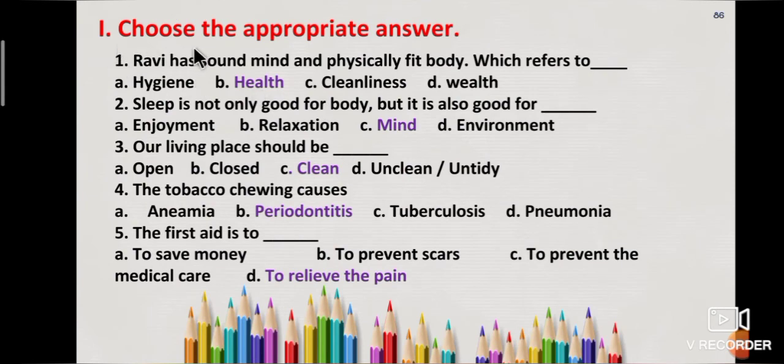First Roman letter, choose the appropriate answer. First question, Ravi has sound mind and physically fit body, which refers to dash. Option A, hygiene. Option B, health. Option C, cleanliness. Option D, wealth. Answer is health. Ravi has sound mind and physically fit body, which refers to health.